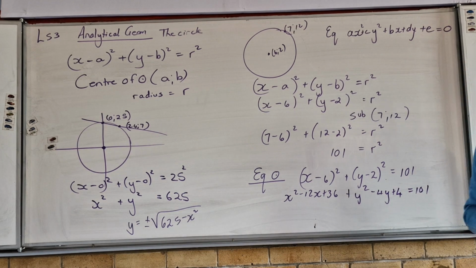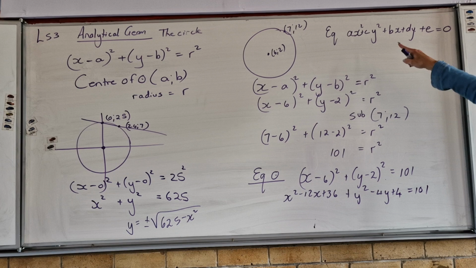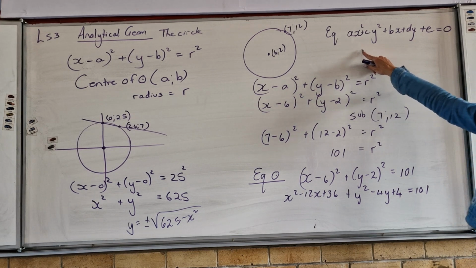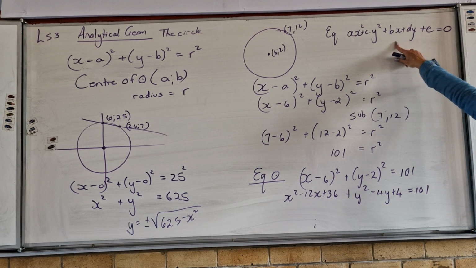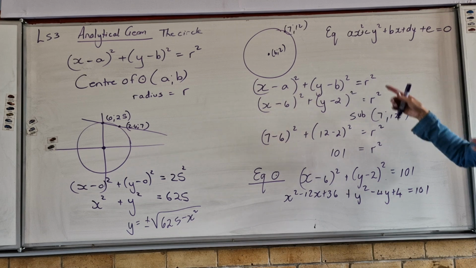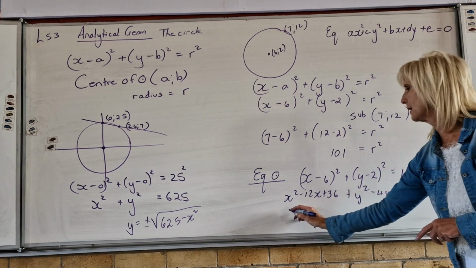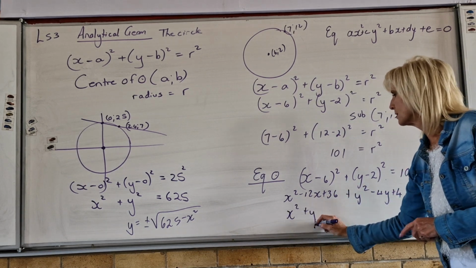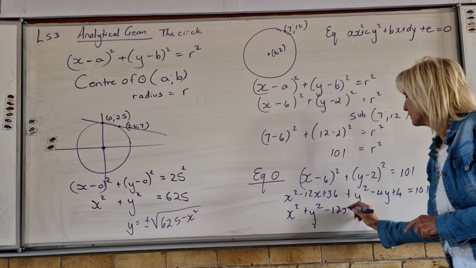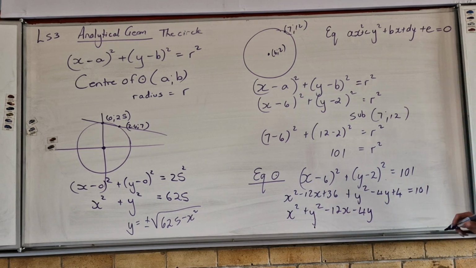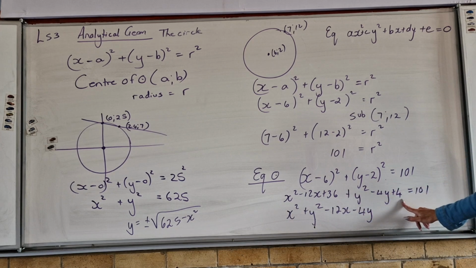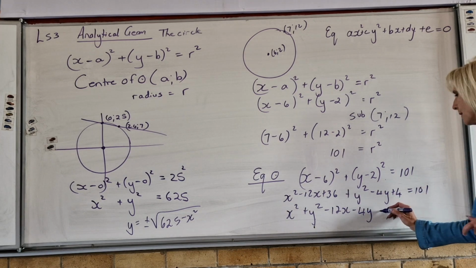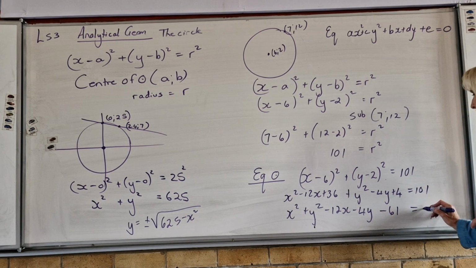I'm almost there. Do what they wanted me to do. They first wanted the x squared, then they wanted the y squared, then they wanted the x. Do what they ask. So for that to happen, it's going to be x squared plus y squared minus 12x minus 4y, and they wanted everything else together on the left hand side. So this will be 40 minus the 101 is minus 61 equal to 0.